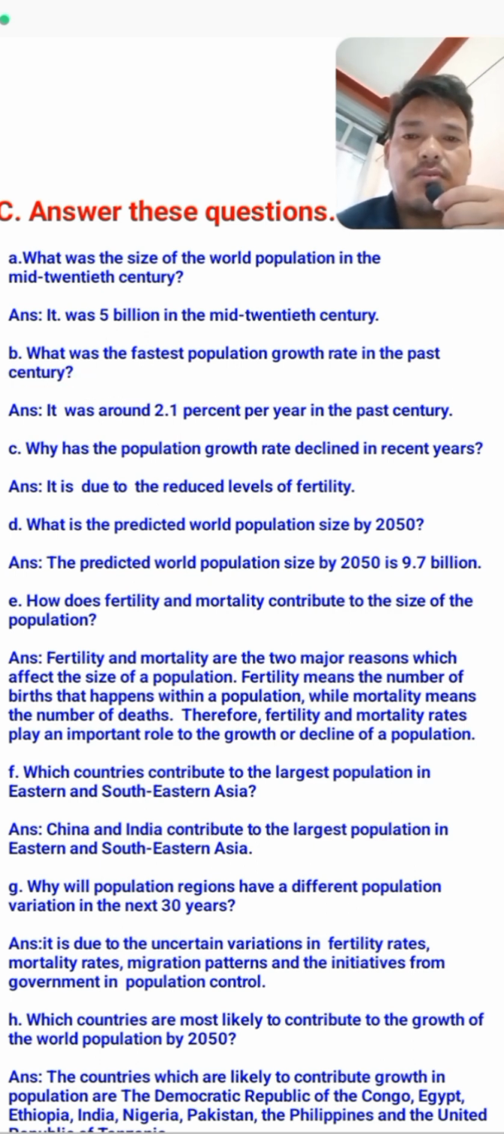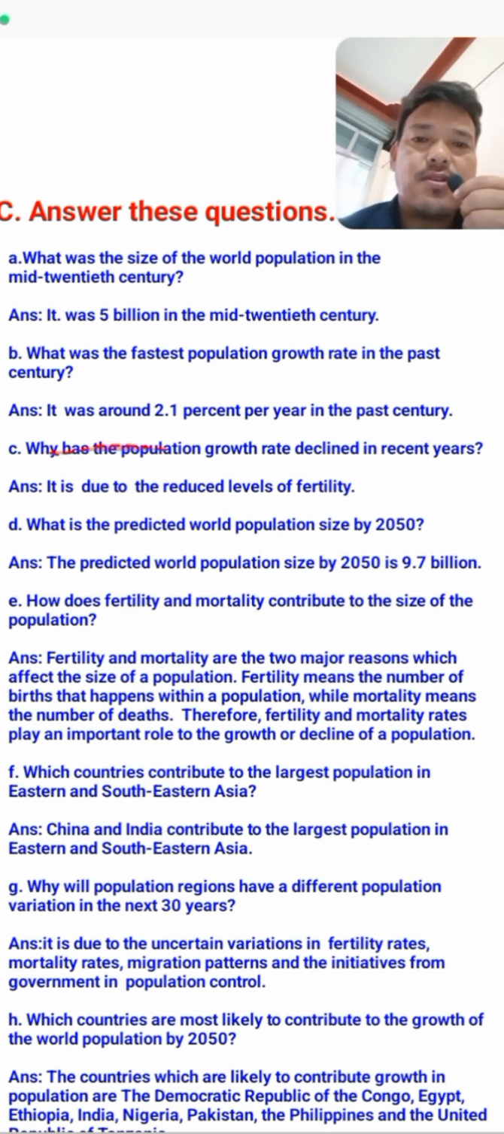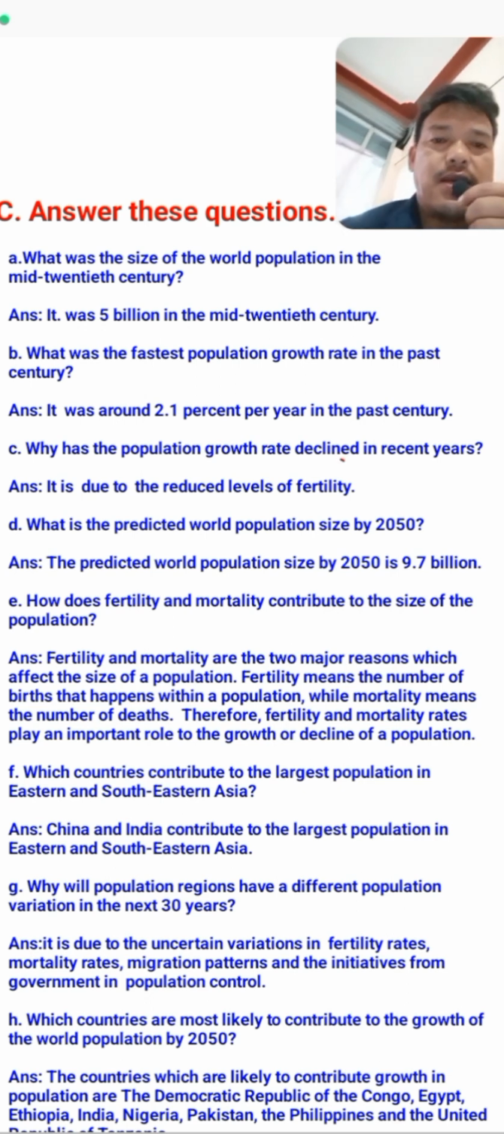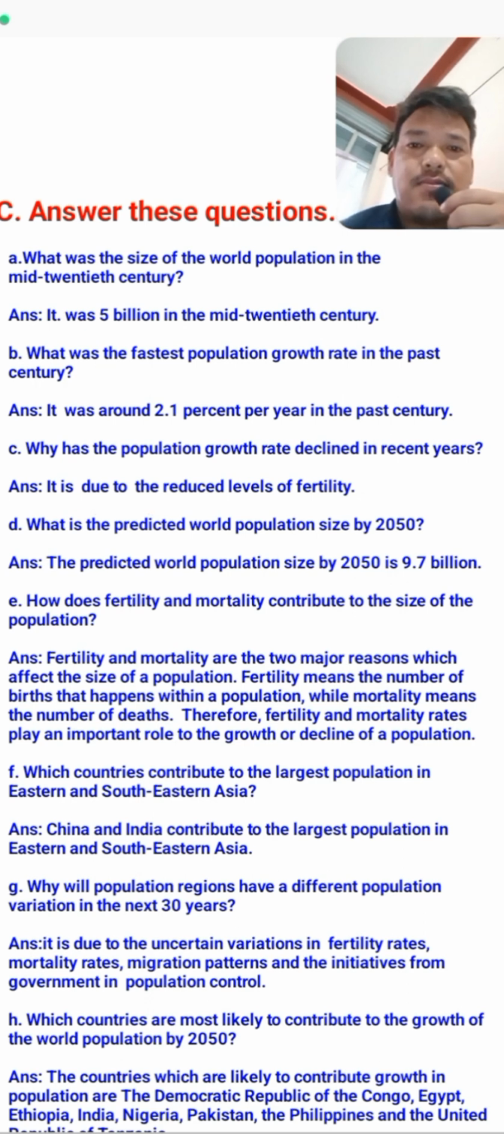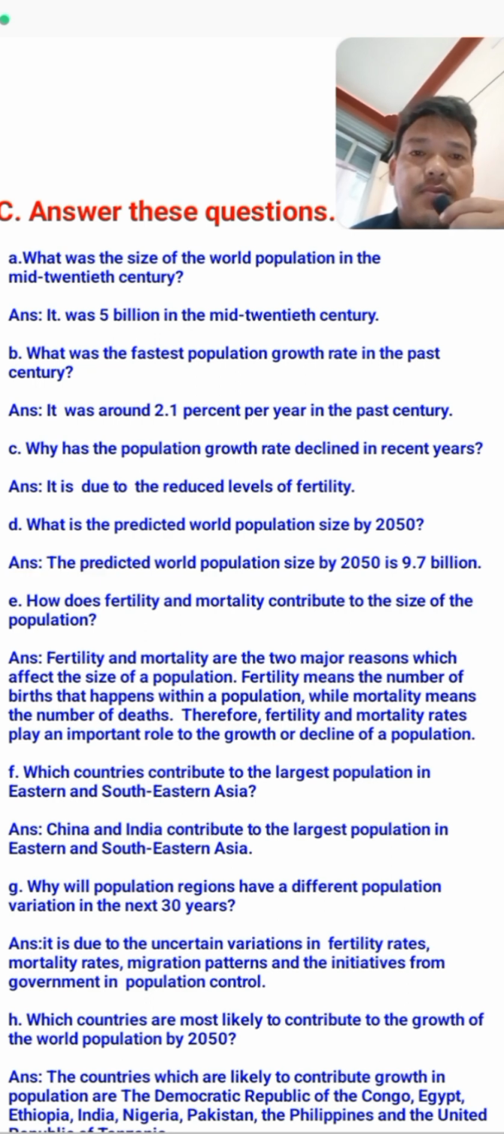And B number, what was the fastest population growth rate in the past century? Here is the answer, students. It was around 2.1% per year in the past century. And C number, why has the population growth rate declined in recent years? The answer is, it is due to the reduced level of fertility, the decrease in fertility. The growth rate declines in recent years. D number, what is the predicted world population size by 2050? So the answer is, the prediction and forecast of world population size by 2050 is 9.7 billion.